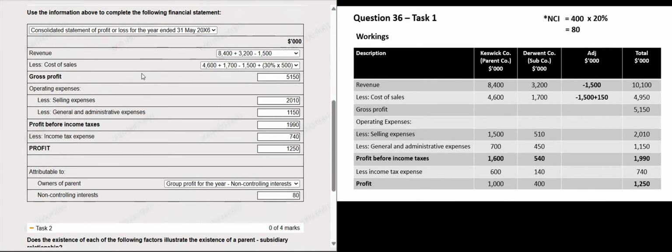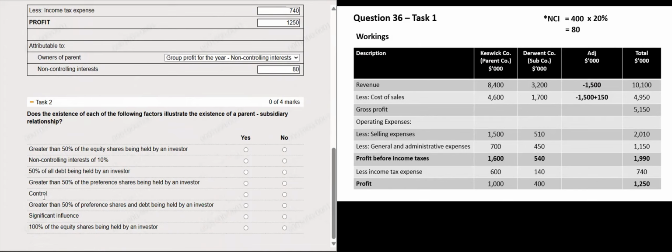Now let's move forward to the second task, where we need to decide if the existence of each of the following factors illustrate the existence of a parent-subsidiary relationship. The key to solving this part is appreciation of the fact that the parent-subsidiary relationship exists where the parent controls the subsidiary. And control exists where, number 1, the parent has power over the investee. Number 2, parent has exposure or right to variable returns, which is normally an attribute of ordinary equity shares. And lastly, the ability to use its power over the investee, that is the decision-making power.